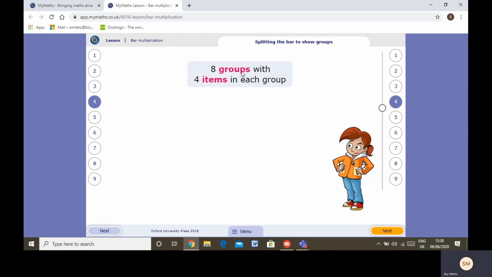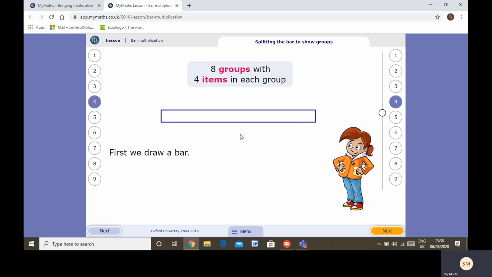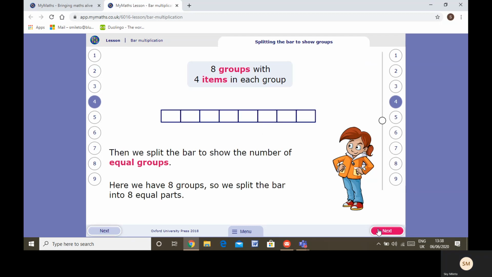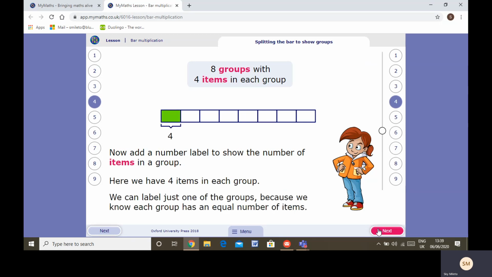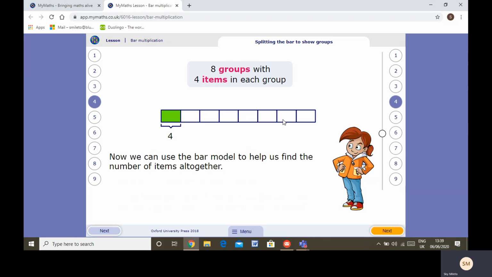Let's have one more example. 8 groups with 4 items in each group. So first we draw a bar. This time we're not just going to split it in half. We still need equal groups because there are 4 items in each group. There's not a different number of items in each group, but we need to split this bar equally into 8. And then we have to put 4 items in each bar. We can put the number 4 in each bar, or you could just do 1 because we know they're all the same. And then we want to know how many are in the whole bar. 8 groups of 4, 8 times 4, 32.